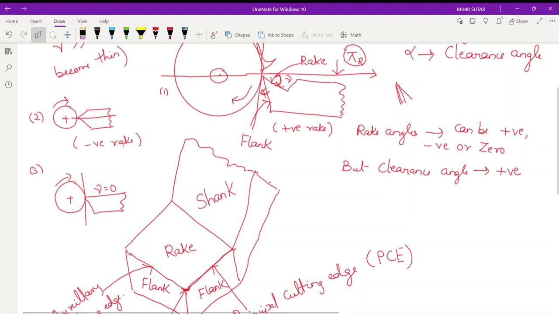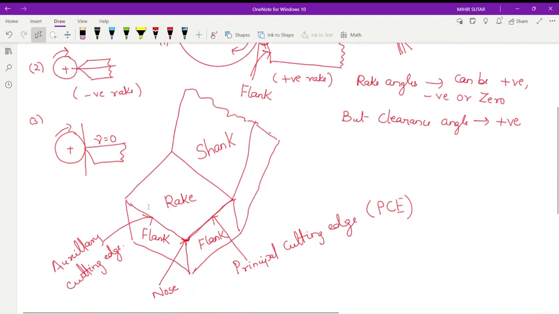So that was all about your tool nomenclature. What is the shank? Shank is the main body of the tool. And what is the flank surface? The surface below and adjacent to the cutting edges. You can say that these are the cutting edges and these are the surfaces below the cutting edges. What is the rake surface? The surface along which the chip moves upward. That is your rake surface. And what is the nose? This is your nose.